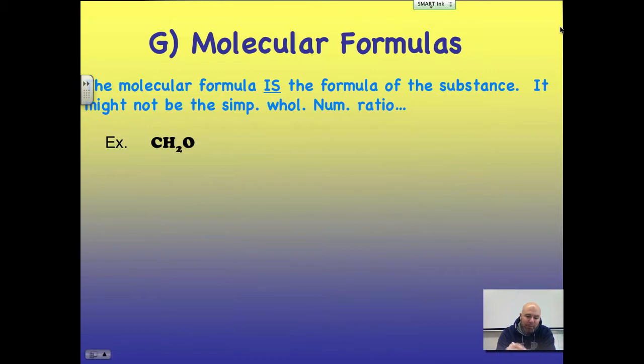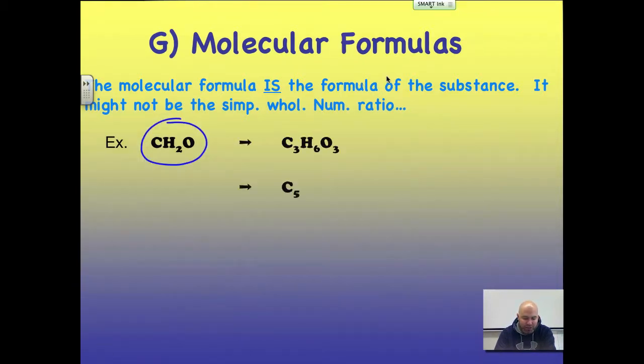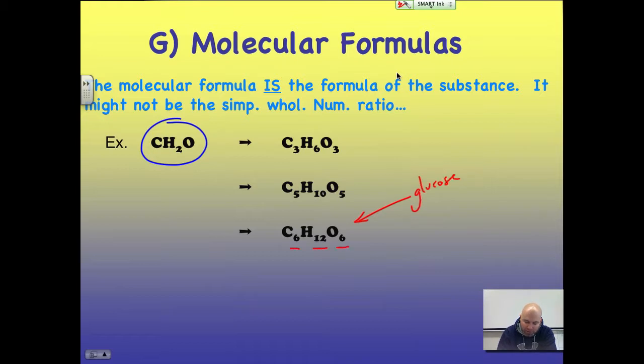So, for example, this right here, CH2O, may or may not be the molecular formula. If it's considered the molecular formula, it would also be the same empirical formula. But we also could notice that this could have 3 different molecular formulas. Obviously, this is glucose right here, C6H12O6. But notice that its empirical formula is the same.